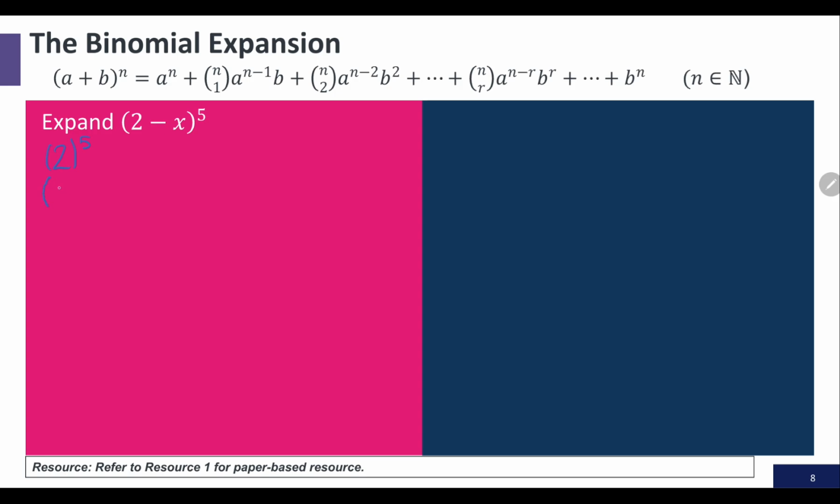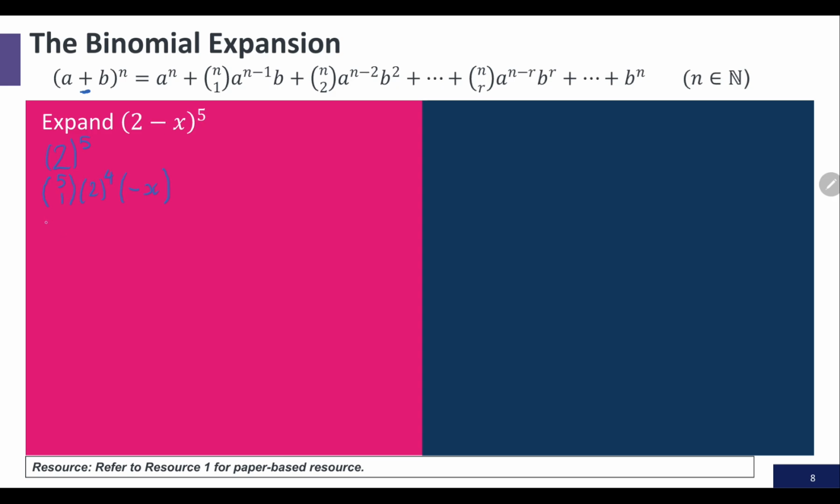Next thing I'm going to do is 5 choose 1, 2 to the power of 4, multiplied by minus x. So that's where you need to be careful, because this is a plus in the formula, I have a minus here, it needs to be minus x.